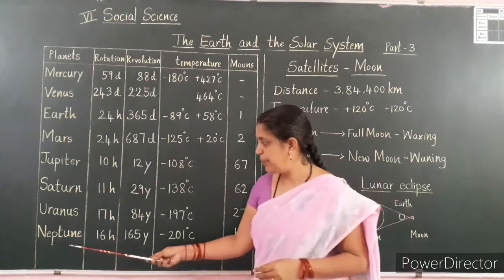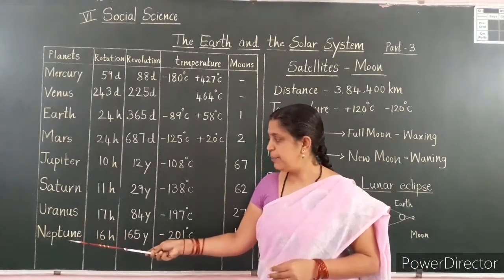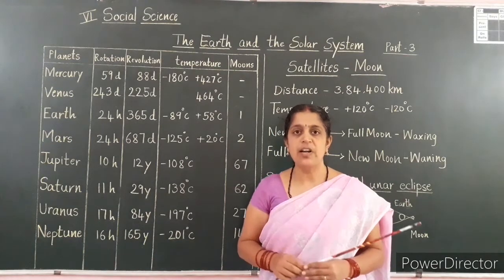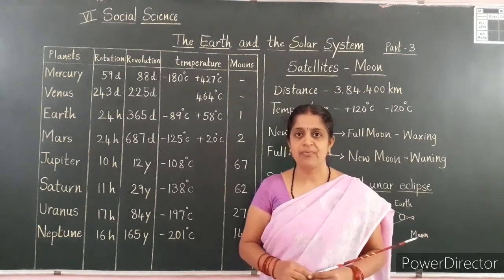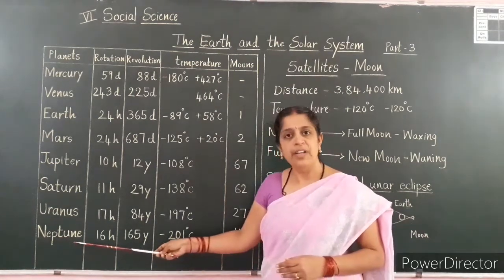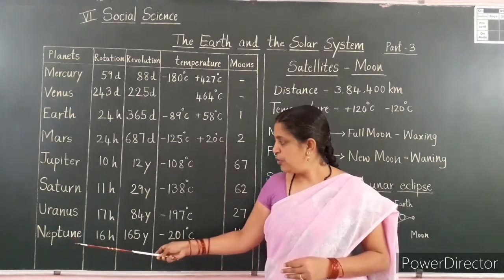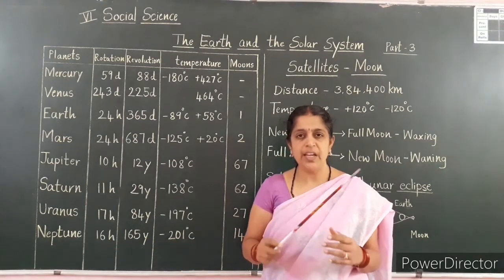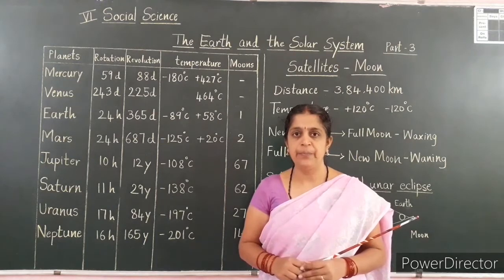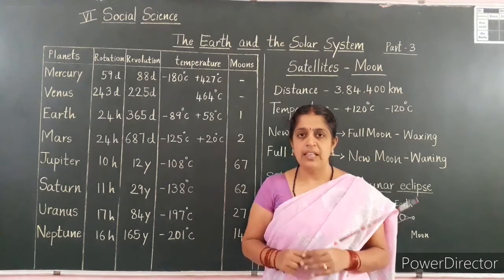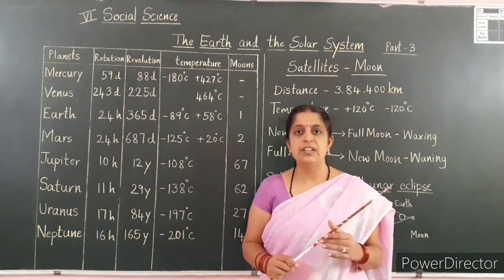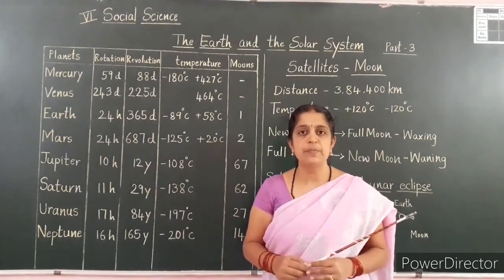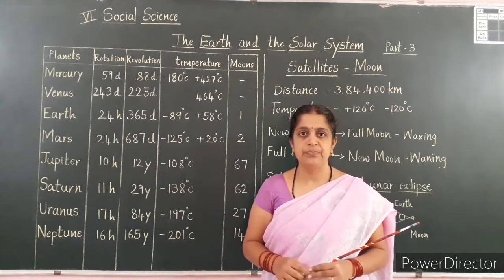Next is Neptune. Uranus and Neptune are the same in size. Both are called ice giants. This is also made up of gases. It looks bright blue in color. It is very cold and windy. The dark blue color shows the presence of methane in the atmosphere of Neptune.